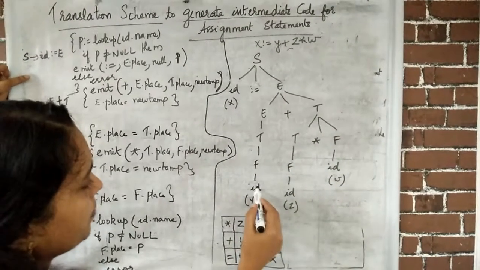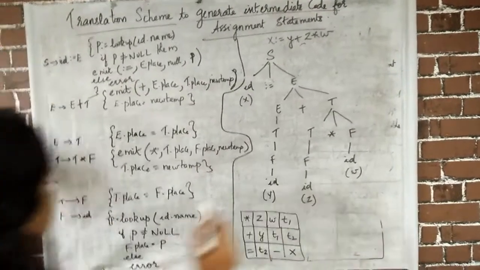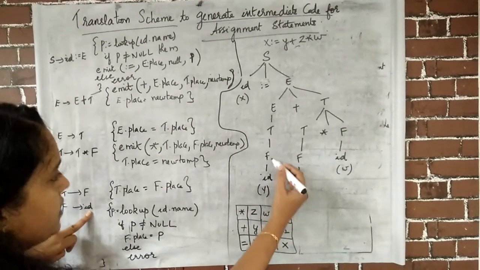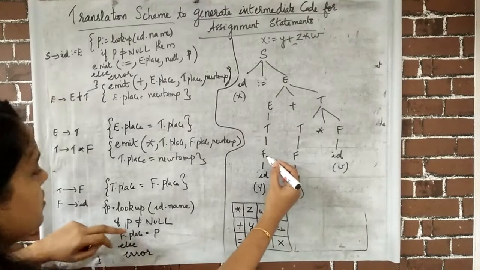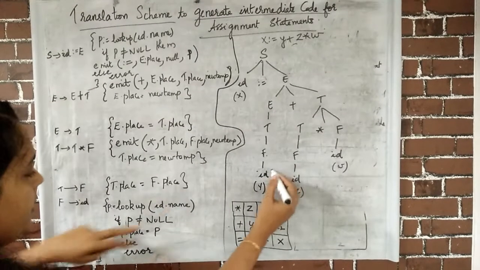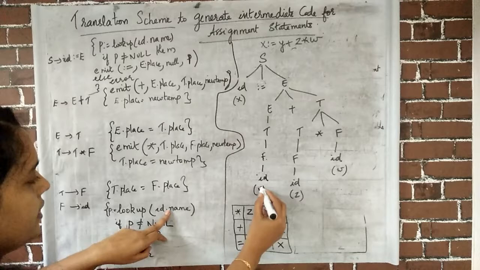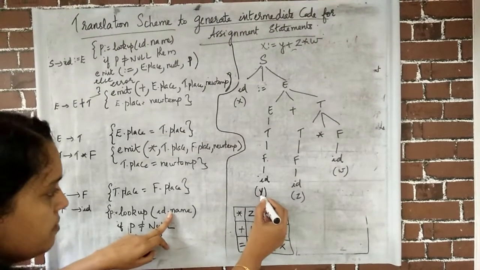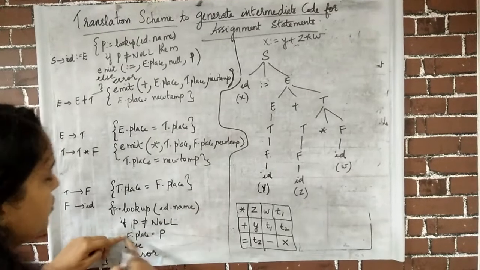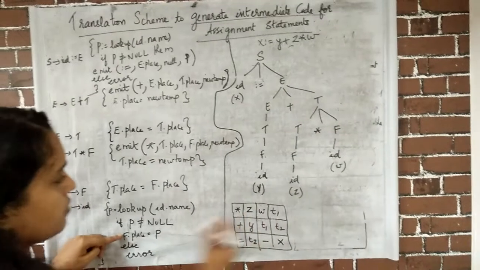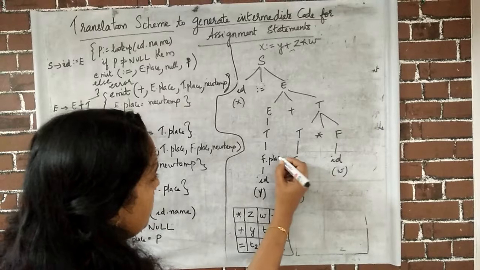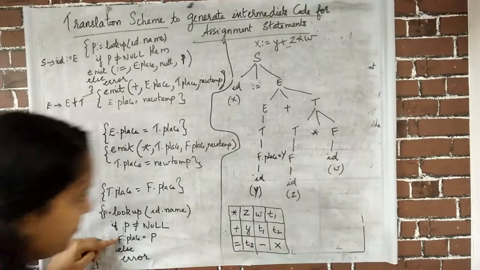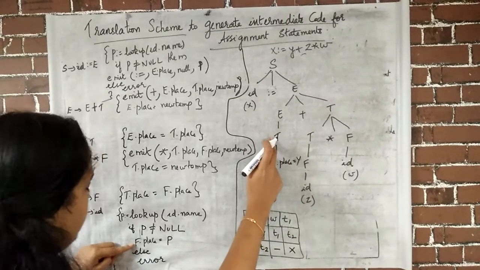Again we'll reach here. Here you can see ID is being reduced to F, right? So we are using the production rule F produces ID. Whenever ID is reduced to F, it will check whether a particular ID name, here the identifier named Y, is present in the symbol table. If yes, it will assign F dot place is equal to P. So F dot place is equal to P means P is pointed to Y, so its value is Y, right?